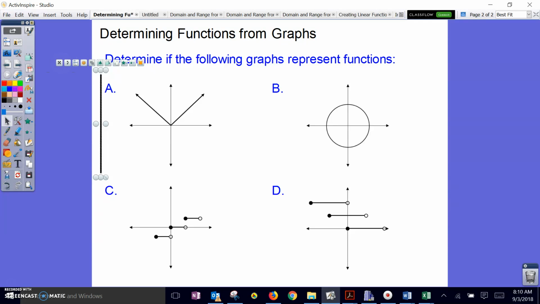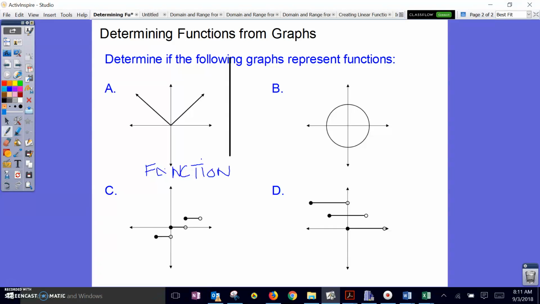We take our vertical line and we pass it over the graph in A. And you see, as this line's passing over the graph, it's only ever crossing through one line on the graph at a time. So that tells us that this one is a function. My pen doesn't want me to be able to tell you that it is a function though. There we go, it's a function.